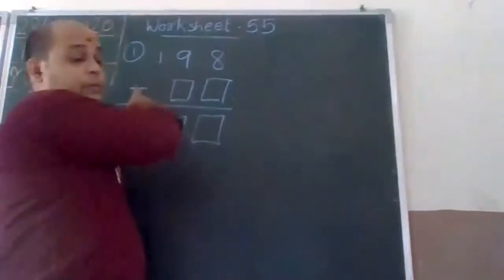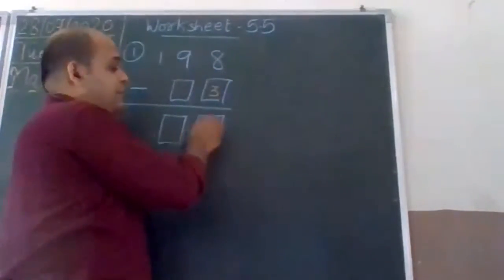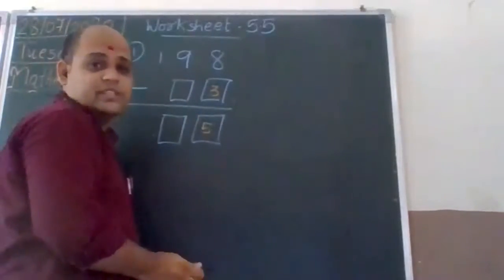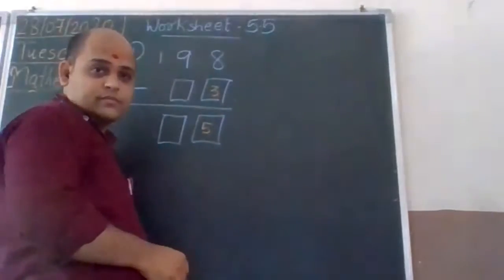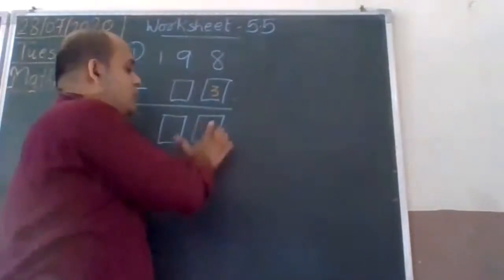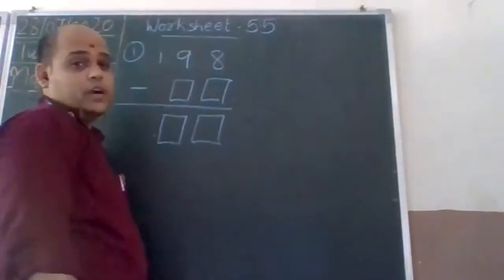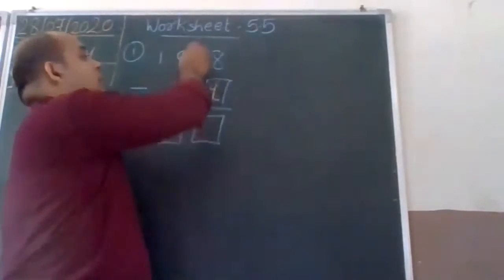If you put, it is subtraction. If you put 3 here, then the answer will be 5. Is it possible? 3 and 5, are they same? Yes, no, they are not same. So which number will give us the same number? It is 9. How?